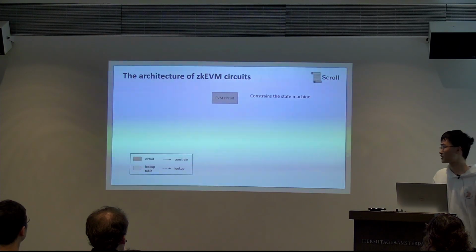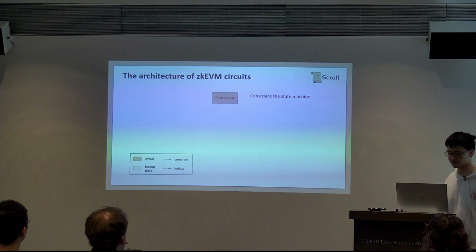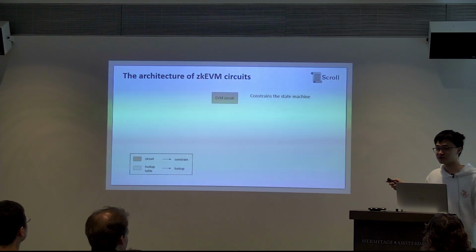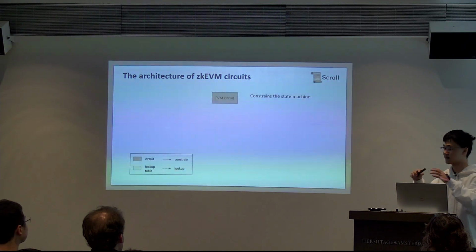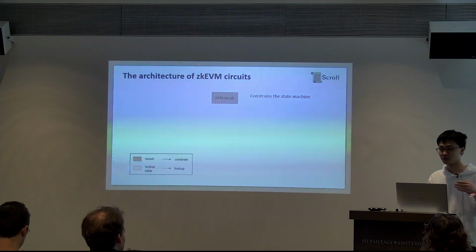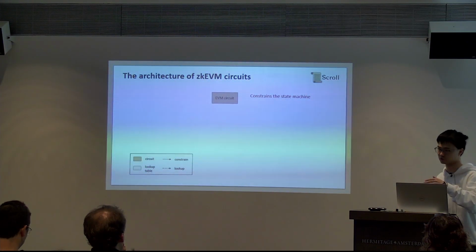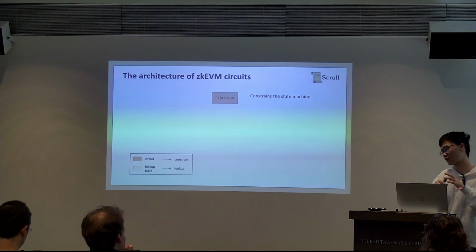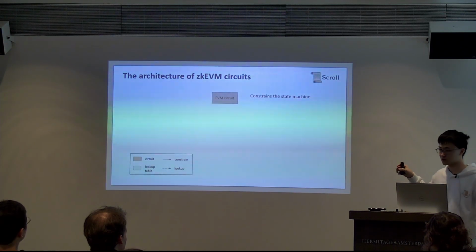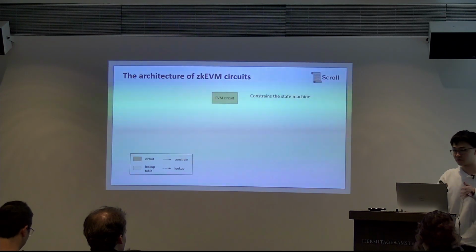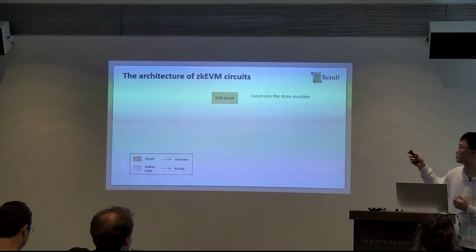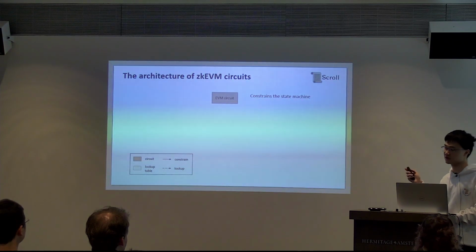Now let's move to an even more technical part, the architecture of the zkEVM circuits. From the top, there is an EVM circuit, which is built for verifying the execution of a state machine, because when the EVM executes the bytecode, it executes opcode by opcode. Each opcode will be one state in this state machine. This EVM circuit writes constraints to constrain that the state machine moves correctly from state 1 to state 2 and state 3.